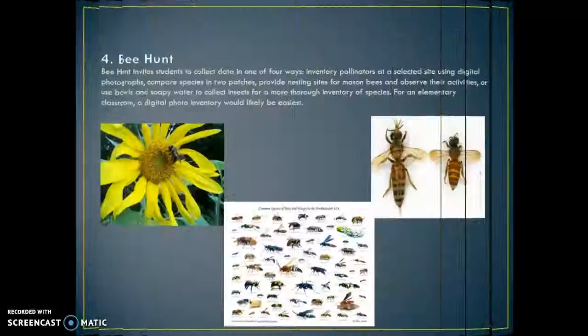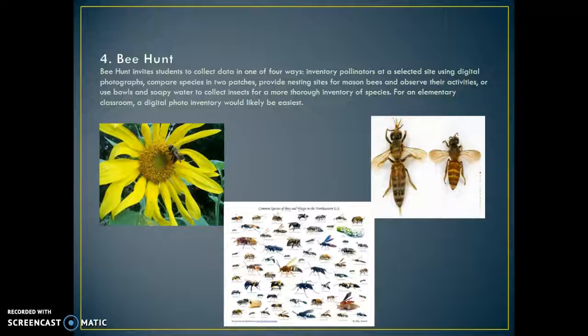The other one is the Bee Hunt, which invites students to collect data in one of four ways. They can inventory pollinators at a selected site using digital photographs, compare species in two patches, provide nesting sites for mason bees and observe their activities, or use bowls and soapy water to collect insects for a more thorough inventory of species. For an elementary classroom, a digital photo inventory would likely be the easiest, and they can learn about plants, pollination, and parts of an insect, among other things.